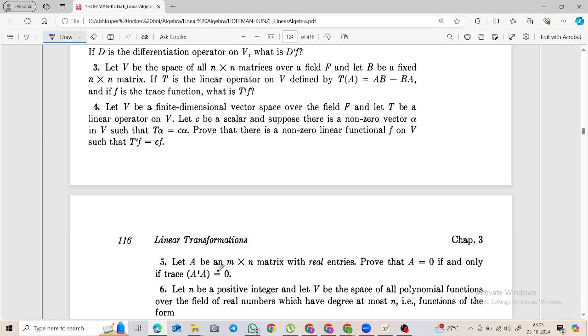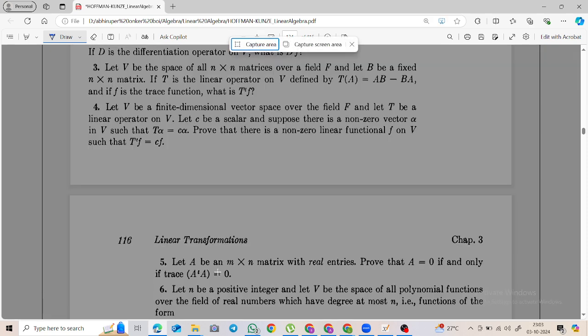Let V be the space of all n cross n matrices over a field F, and let B be a fixed n cross n matrix. If T is the linear operator on V such that T of A is AB minus BA, then what is T transpose f? This is a good problem.